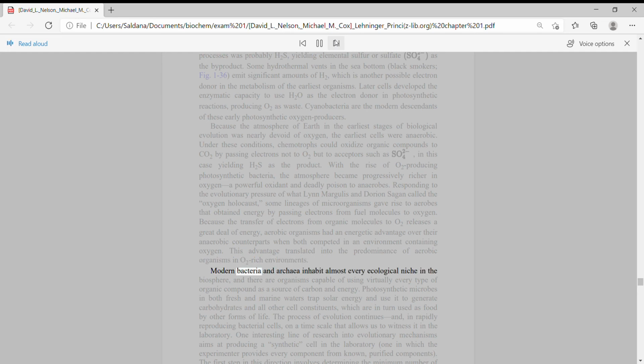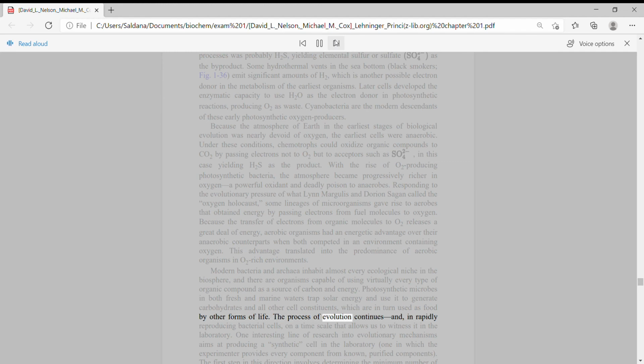Modern bacteria and archaea inhabit almost every ecological niche in the biosphere, and there are organisms capable of using virtually every type of organic compound as a source of carbon and energy. Photosynthetic microbes in both fresh and marine waters trap solar energy and use it to generate carbohydrates and all other cell constituents, which are in turn used as food by other forms of life.